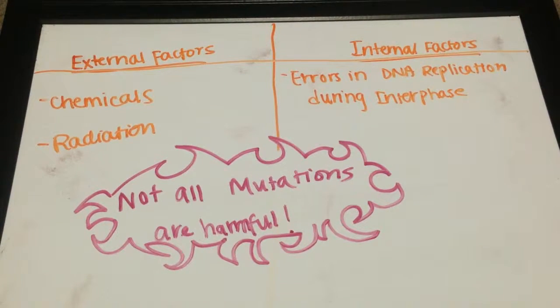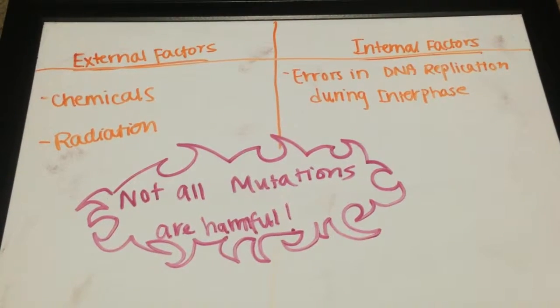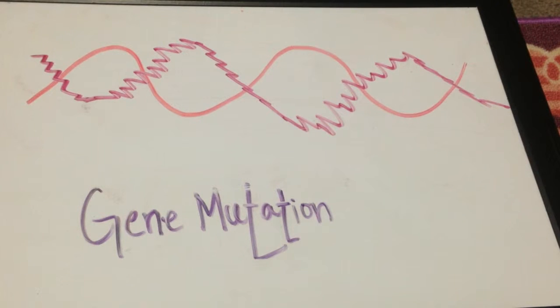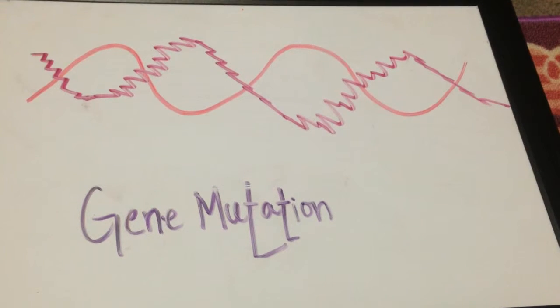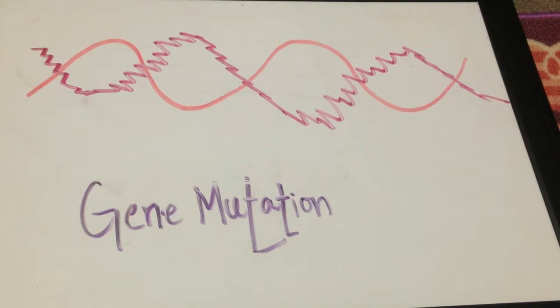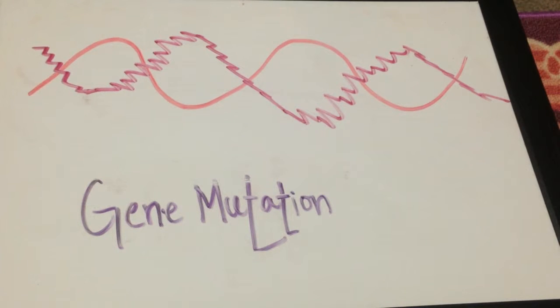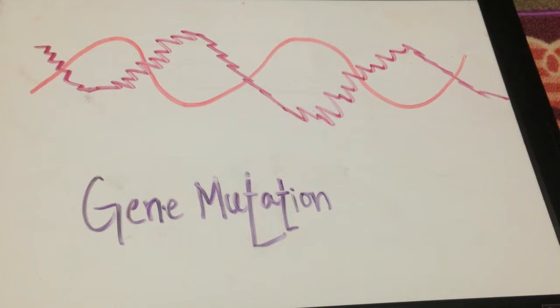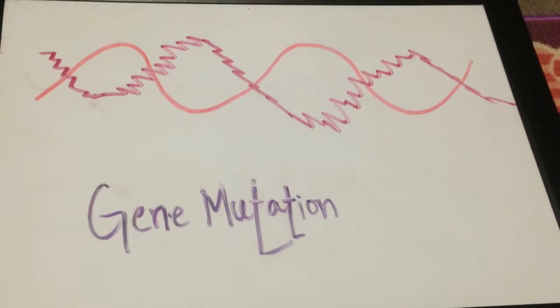You might think that all mutations hurt organisms, but that's not true. Many mutations can in fact help organisms. One type of mutation is a gene mutation. Our DNA makes up our genes, which give us traits. When the structure of the DNA changes, it can influence the proteins being produced and the traits we receive. There are many ways the proteins can change.